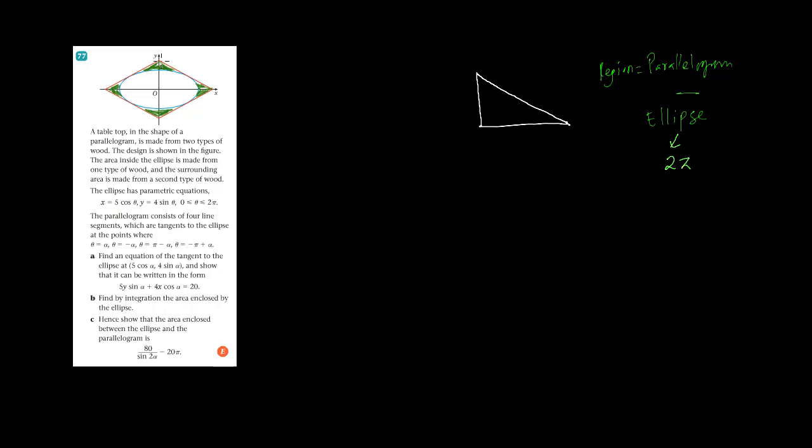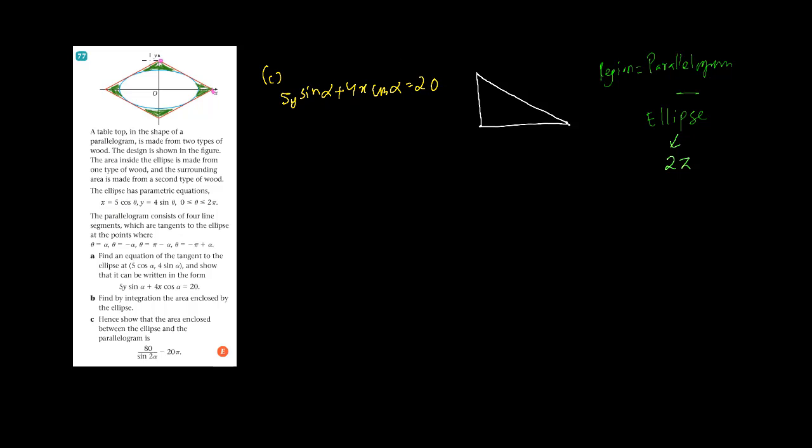So for that, we need where this line cuts the y-axis and where it cuts the x-axis. In order to do that, we can use the equation of the tangent. It's given, we just proved this equation of the tangent. So for question number C, let me copy the equation of the tangent: 5y sine alpha plus 4x cos alpha equals 20.